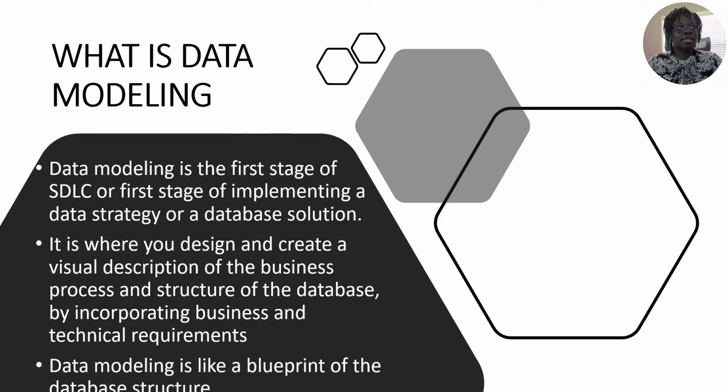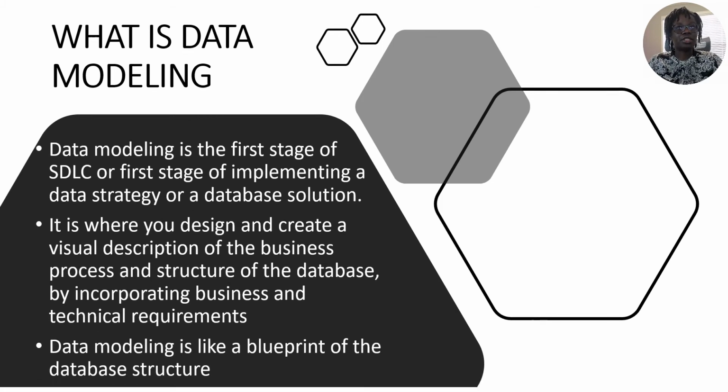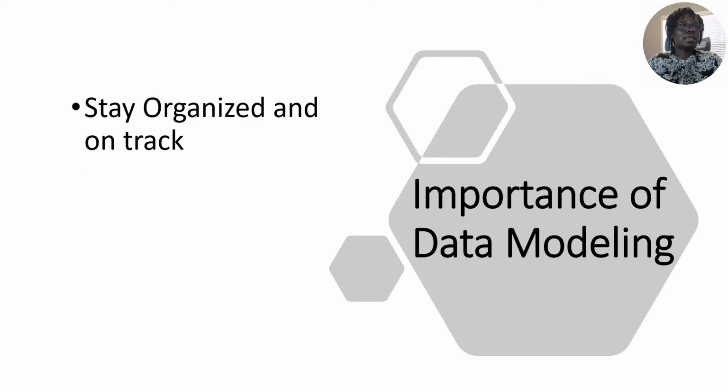Data modeling is like a blueprint of the database structure. It is important for data modeling to happen because it helps you to stay organized and on track. Business can have direct hand in defining the core business rules, which means there will be fewer revisions during the implementation phase. That means we can cut costs and we can achieve results faster.